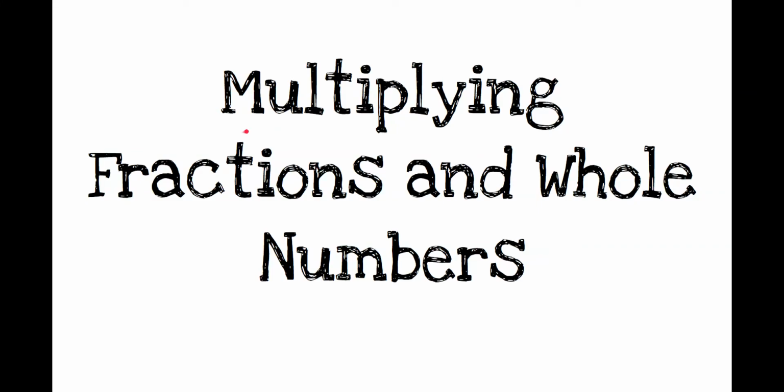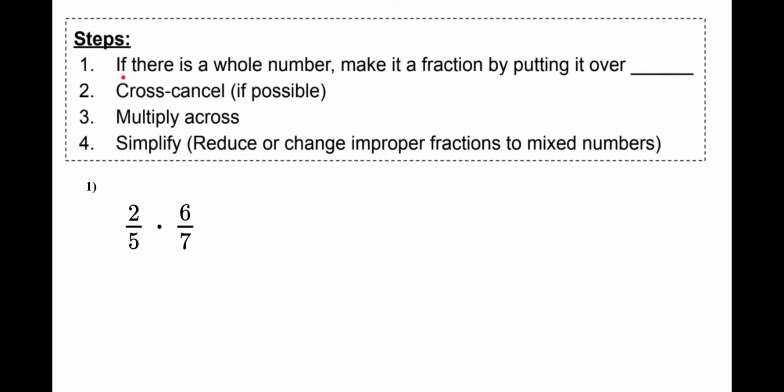Hello mathematicians, in this video we are going to learn how to multiply fractions and whole numbers. Let's begin. So step one, if there is a whole number, you'll make it a fraction by putting it over the number 1. Now you can make any whole number into a fraction by just putting it over 1. You're going to get to see some examples of that later.